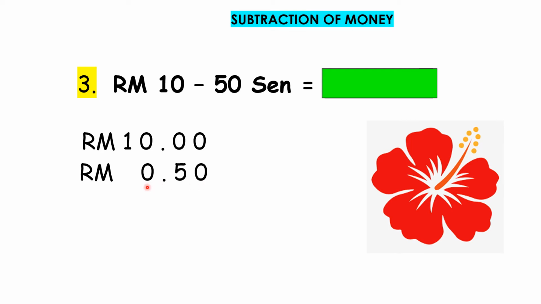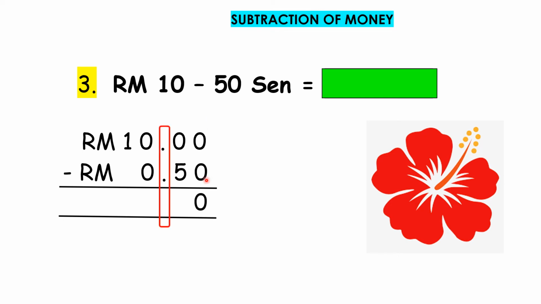The digits before the dot represent the ringgit. So this is ringgit, this is cent. So it will be like this, underline and write the minus symbol. We start from 0 minus 0. 0 minus 0 is 0. So make sure the dot is in the same line.